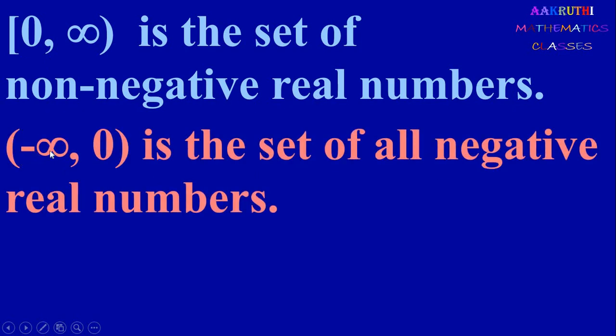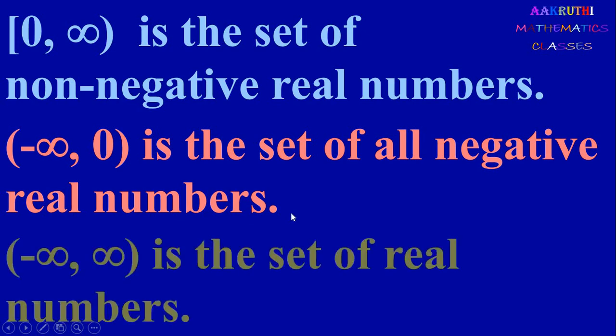Next it is (minus infinity, 0). Minus infinity means it represents a very small number up to 0. 0 is not included. That is, all the numbers less than 0 are negative numbers. So all this represents negative real numbers.